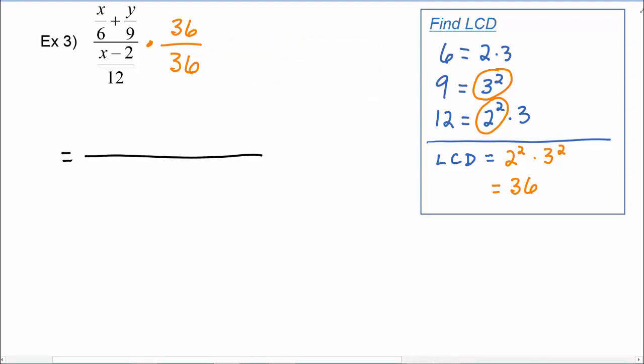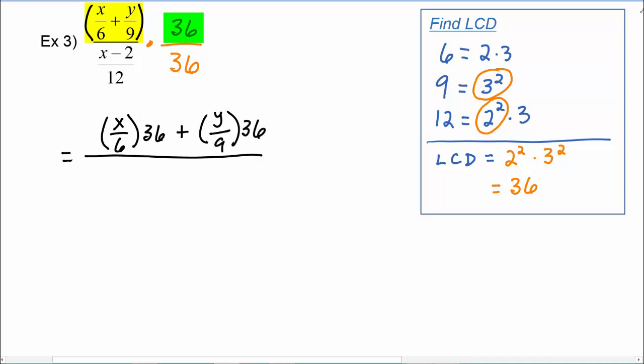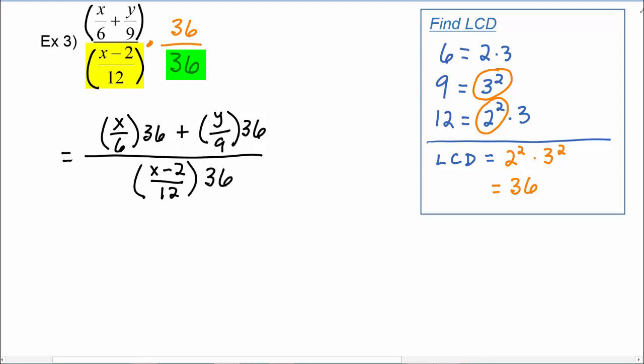Now, as before, we have to take numerator times numerator, so we'll be distributing that 36, and we get x over 6 times 36 plus y over 9 times 36. We have to multiply denominator times denominator, so now we have x minus 2 over 12, that has to multiply 36.